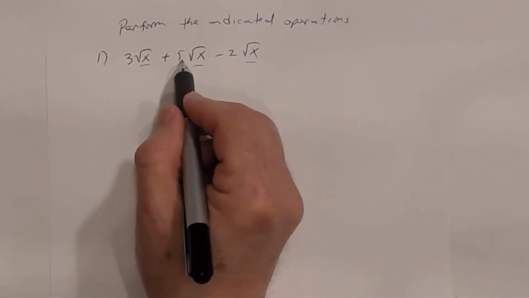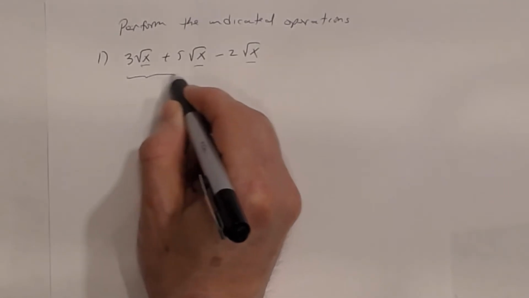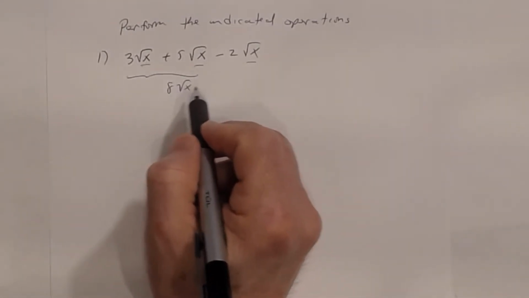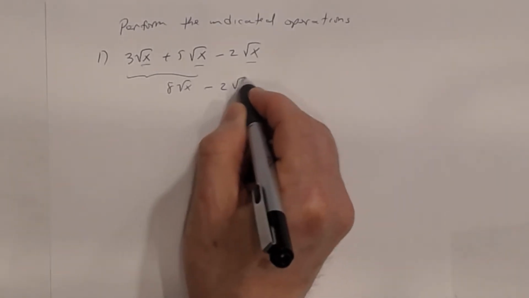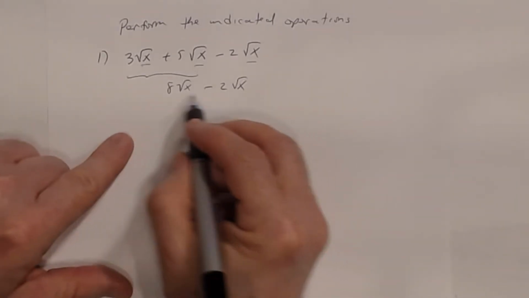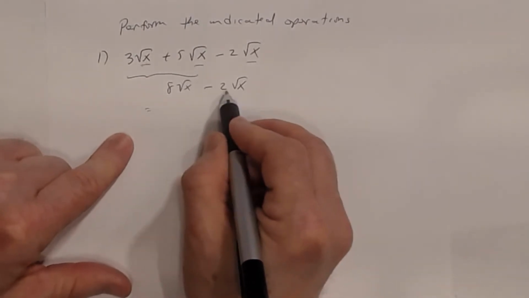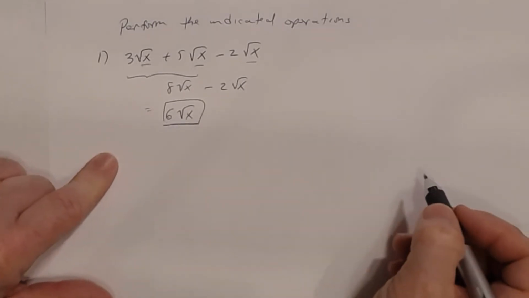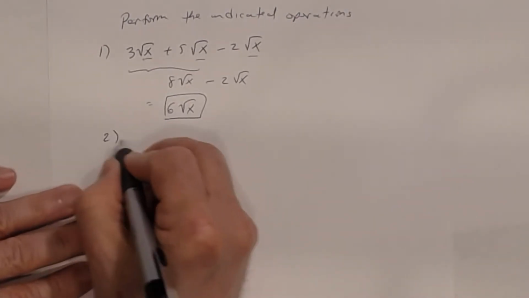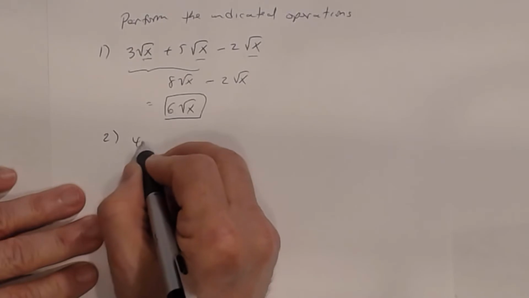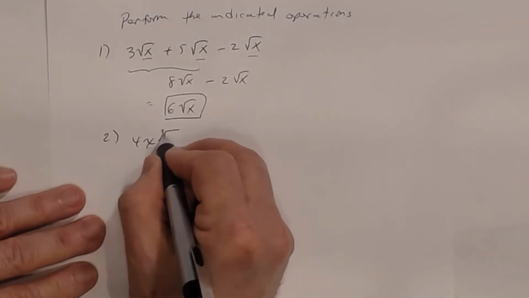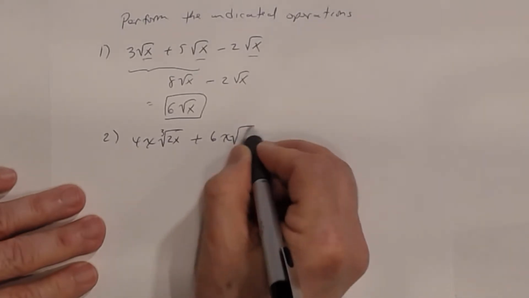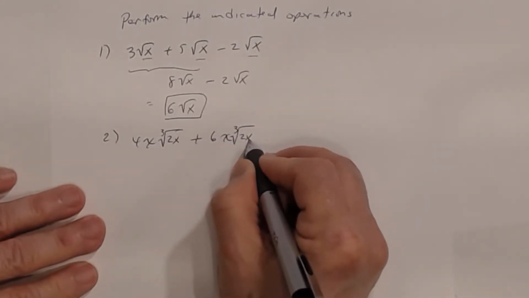3 plus 5 is 8. Y'all agree that's 8, right? 8 square root of x. So I can combine those two into 1. Then I'm going to subtract 2 square root of x. Notice those are like terms. So 8 square root of x minus 2 square root of x gives me 6 square root of x. So that's the answer.